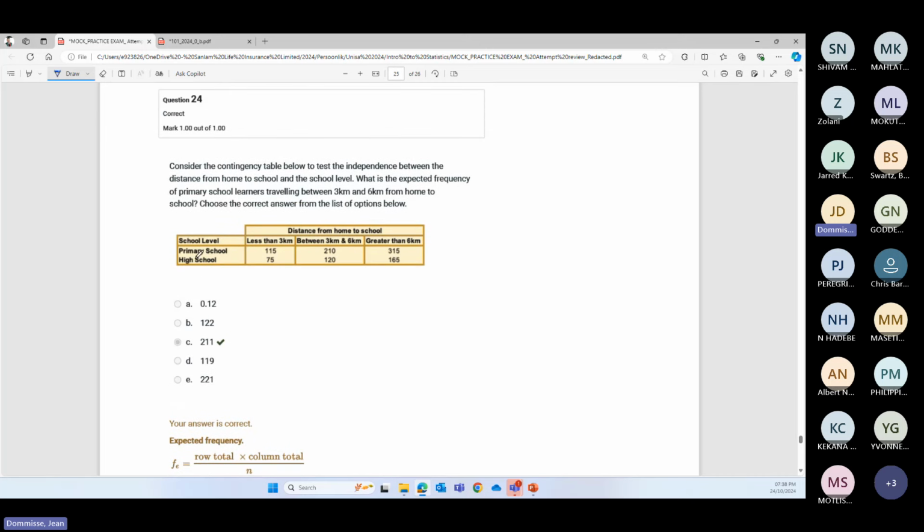Okay, I think this one we nearly discussed today a bit on the WhatsApp group. So let's just see if it is the same. Expected value of primary school learners traveling between 3 and 6. Okay, so there already there's differences, I think.